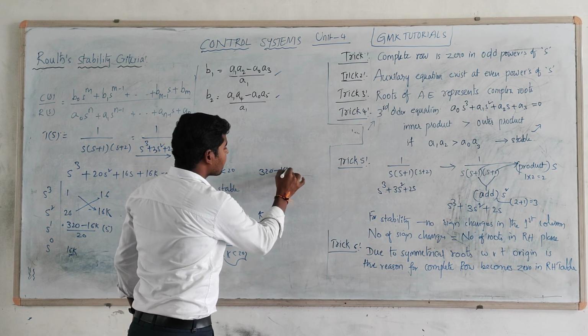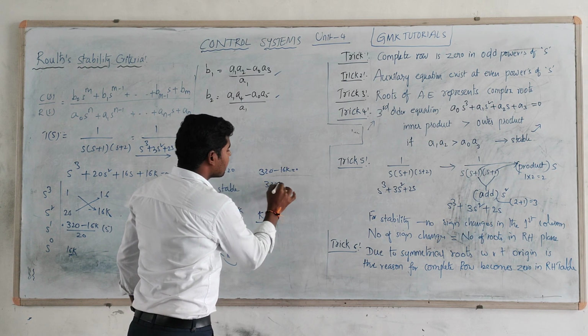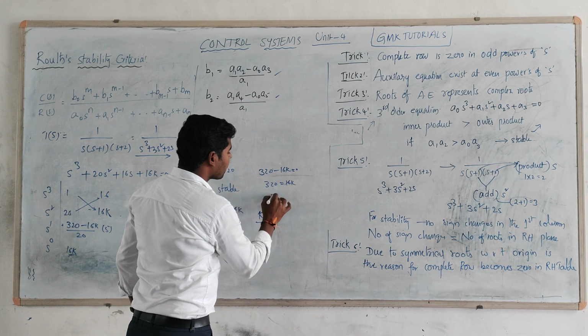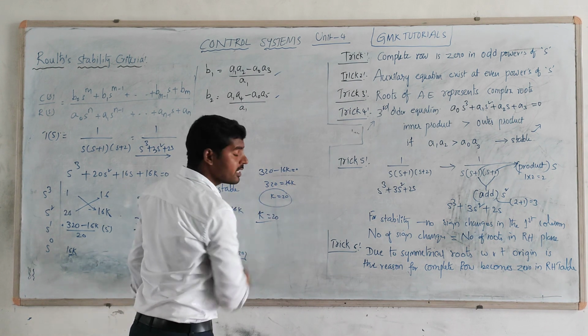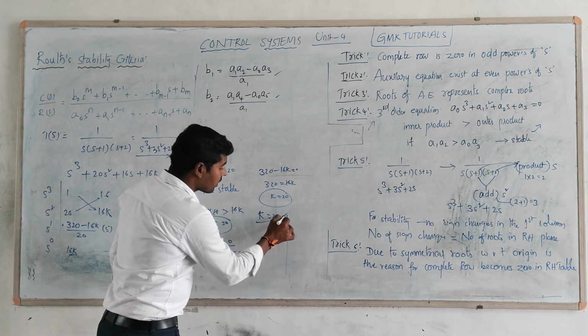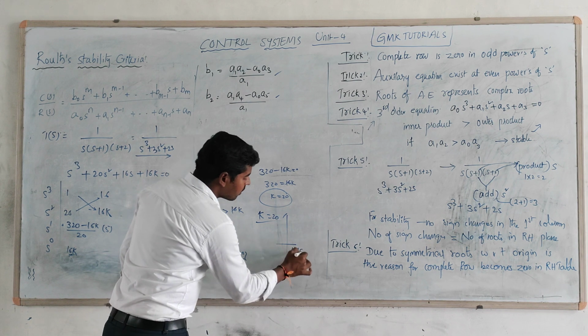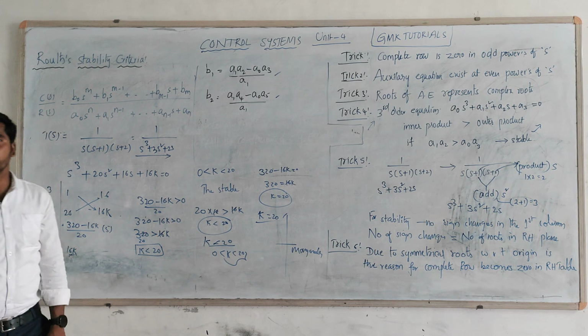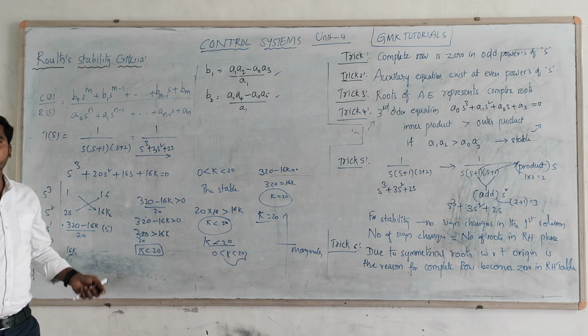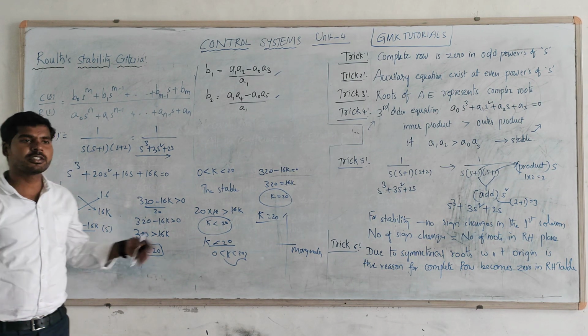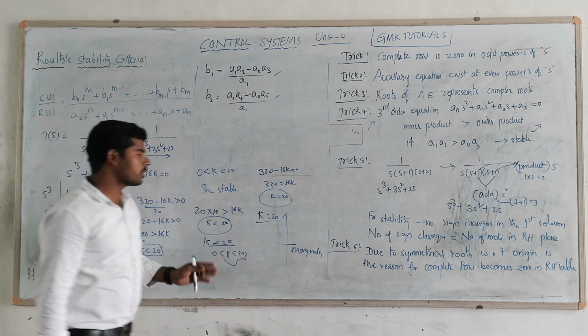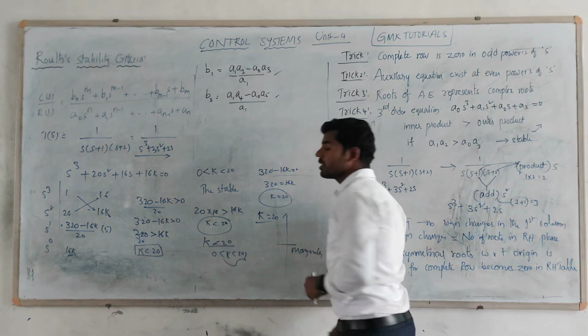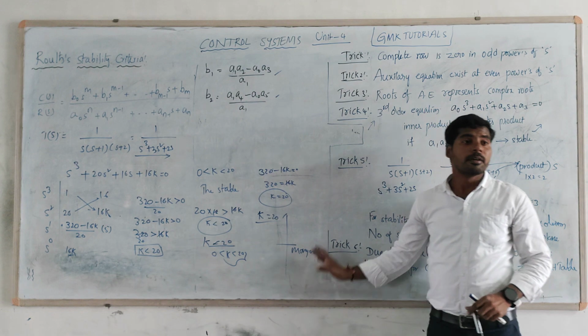320 minus 16k is equal to 0, so 320 is equal to 16k, therefore k is equal to 20. That means for k equal to 20, the system becomes marginally stable. We need to find only stable systems. We don't want to think about marginally stable or unstable systems. So if k is equal to 20, the system becomes marginally stable.